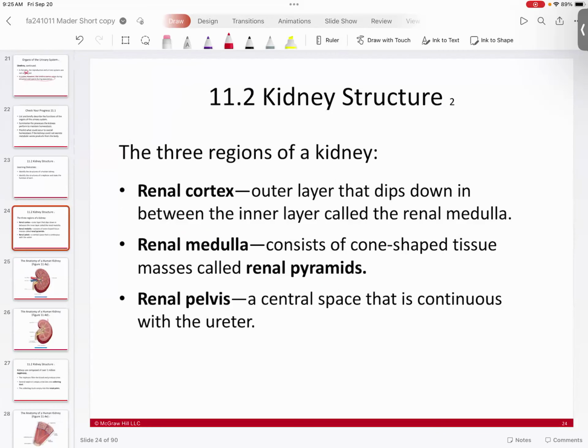Okay. Now let's take a look at some of the regions of the kidneys. The kidneys are organized in an outer layer called the cortex. So this will be an outer region.